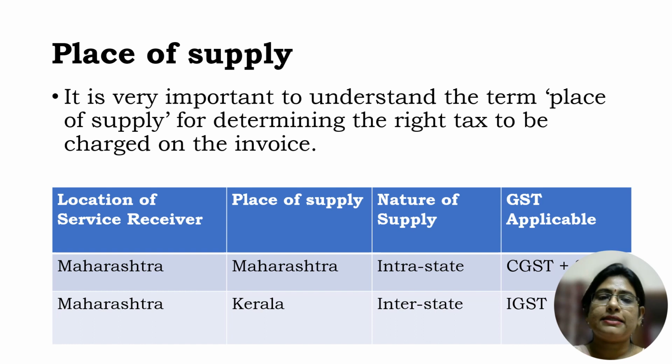First, let us understand the place of supply. It is very important to understand the place of supply for determining the right tax to be charged on the invoice. Here I have taken an example where the location of the service receiver is in Maharashtra, while the place of supply is either Maharashtra or Kerala. So two examples have been taken, that of intrastate and interstate. The GST applicable in intrastate would be CGST and SGST, while in interstate it would be IGST.